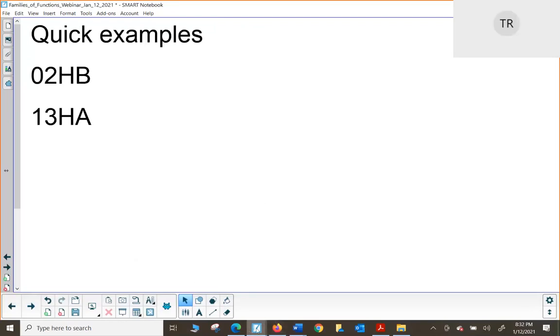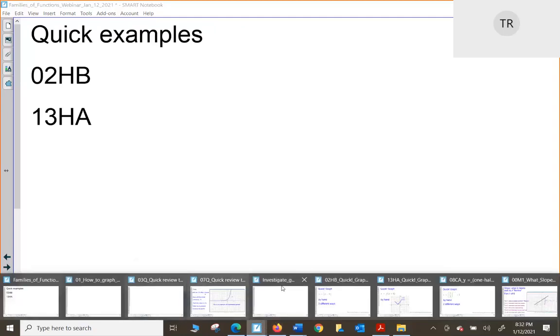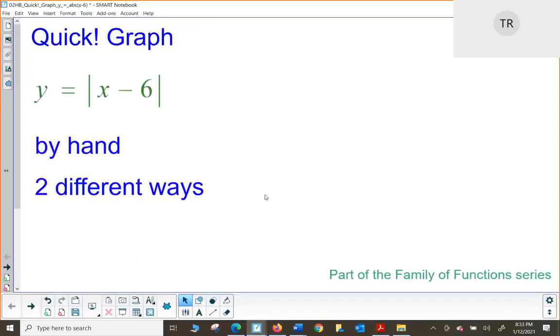Thank you. All right, so here's one. Graph y equals the absolute value of the quantity x minus 6 by hand 2 different ways. So you can see what I mean by 2 different ways.